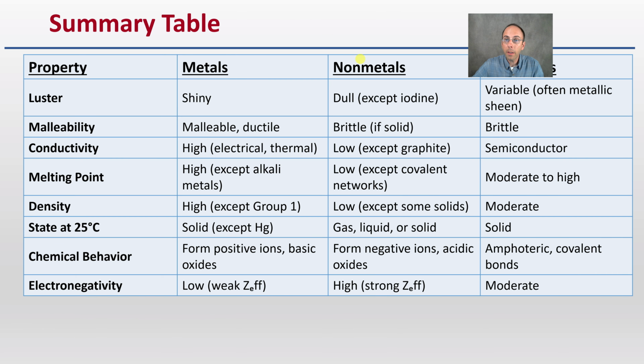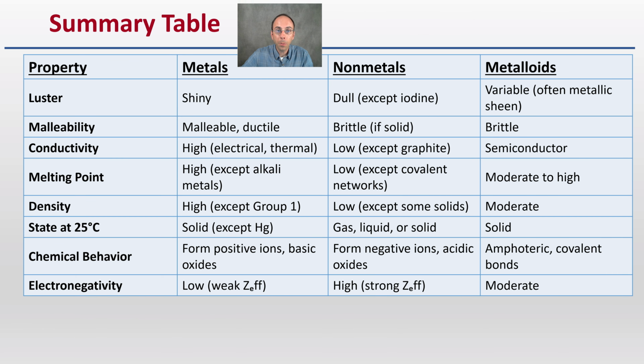Now, for the summary table here to border between the metals, nonmetals, and metalloids, it's probably best if you compare metals and nonmetals, because your metalloids, for the most part, are going to fit in between those, both in location within the periodic table, as well as many of the chemical and physical properties that they possess.